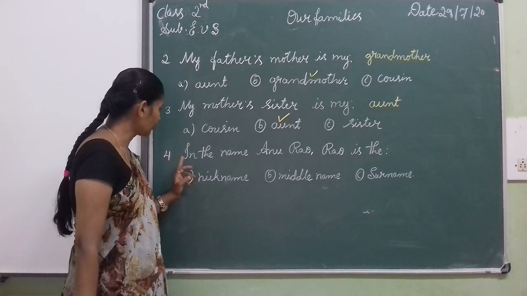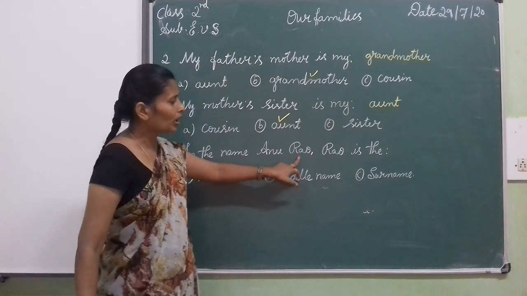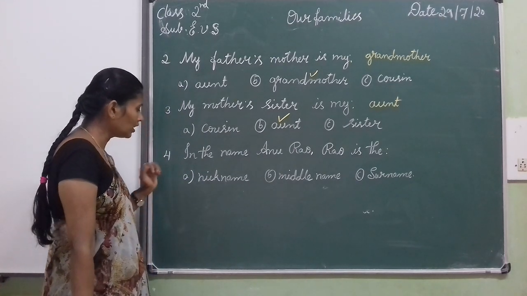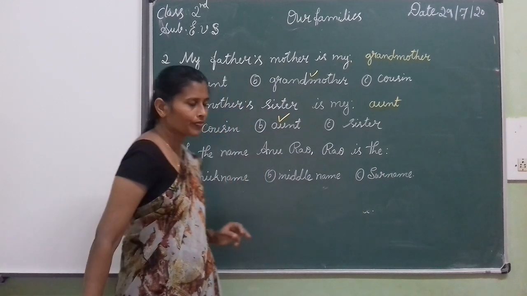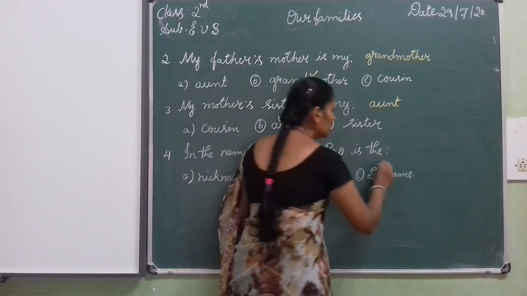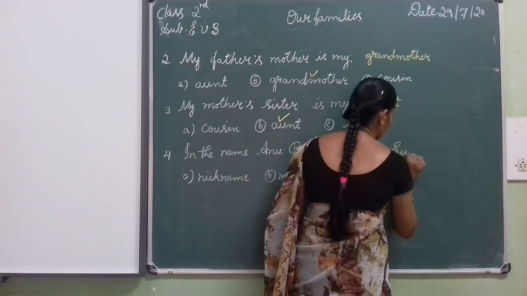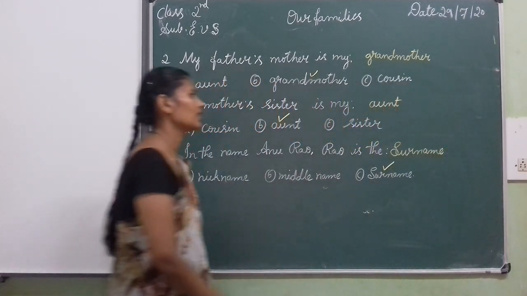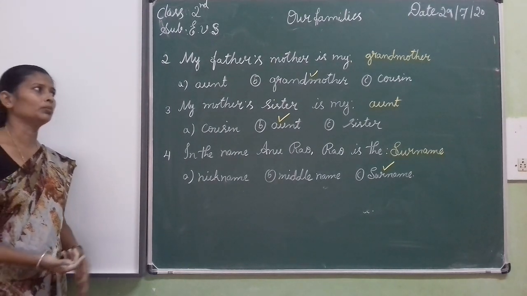Come to fourth one. In the name Anu Rao, Rao is the dash. What is it? Rao is the nickname, middle name or surname? Of course, it is a surname. It's surname, and write it here. S-U-R-N-A-M-E, surname. Finished. Okay, now come to next one.